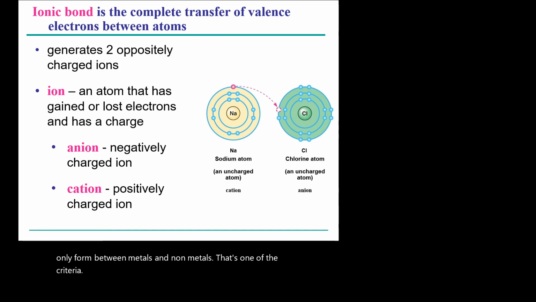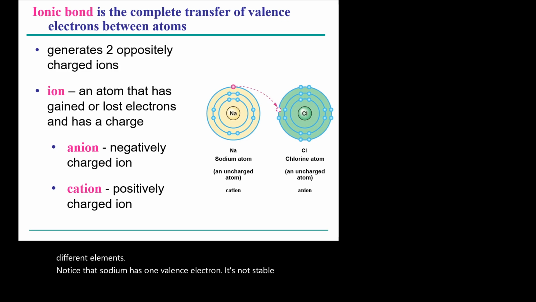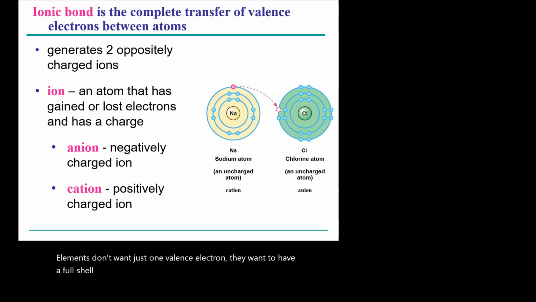So we have metal and nonmetal. Another criterion is the compatibility of those different elements. Notice that sodium has 1 valence electron. It's not stable. Elements don't want just 1 valence electron. They want to have a full shell of 8 on their outermost orbital, or valence shell, while chlorine has 7. So chlorine wants 1 more. Sodium wants to get rid of 1. So it's a perfect match.